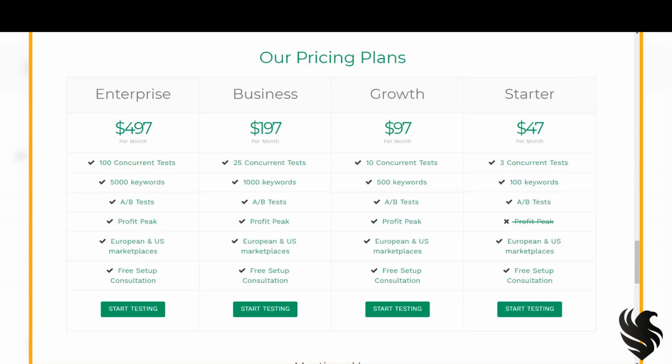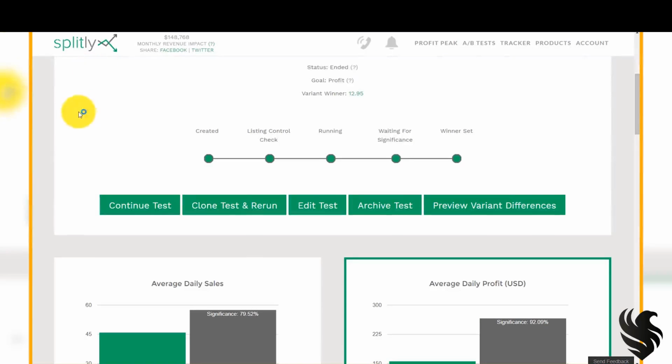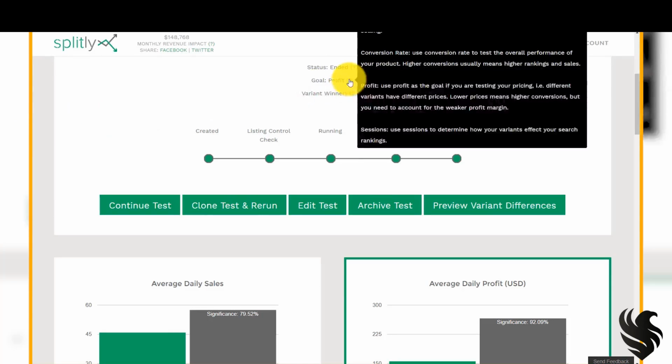So let me give you an example of 2 different split tests I did, and you can see how it impacted my business. So here's the first one, and this one we ran with the goal as to profit. Now there's different goals you can have. You can have conversion rate, you can have profit, sessions. I care about profit, all right?